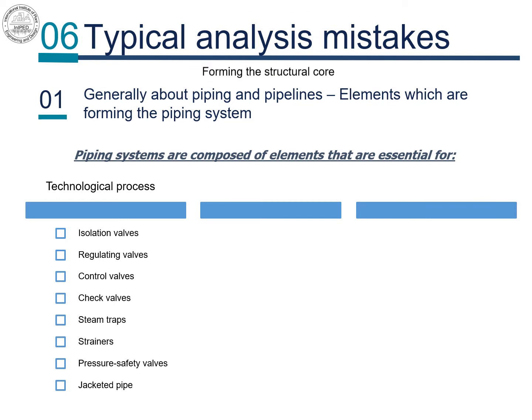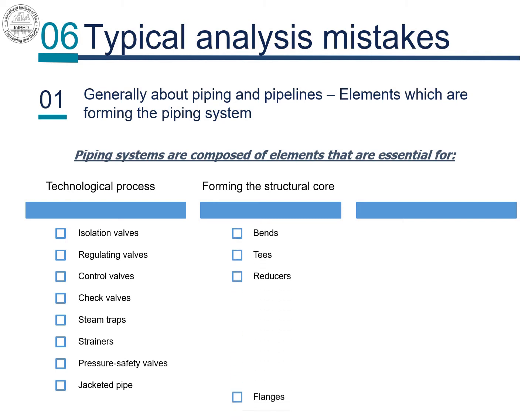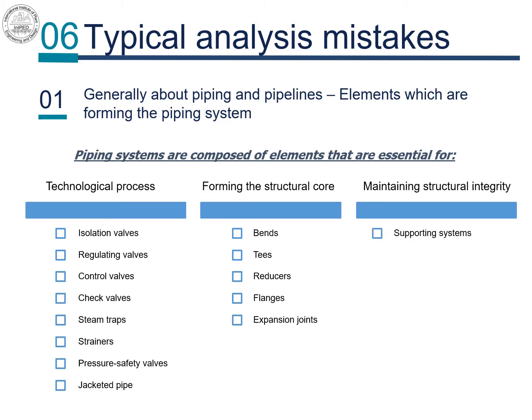Elements that are forming the structural core of the piping and pipeline system, which are not responsible for the technological function it performs. For example, bends, tees, reducers, flanges, expansion joints, etc. And elements for maintaining the structural integrity by controlling stress and design life expectancy of the piping and pipeline. For example, supporting and restraining systems.